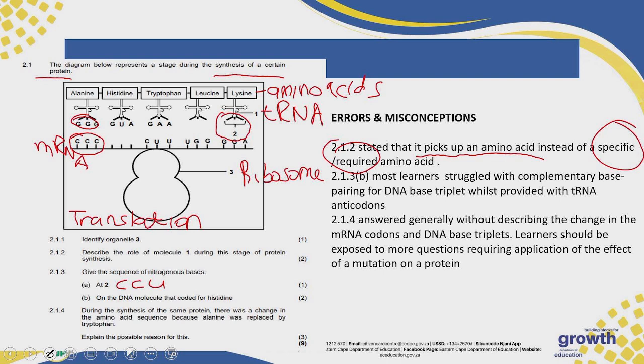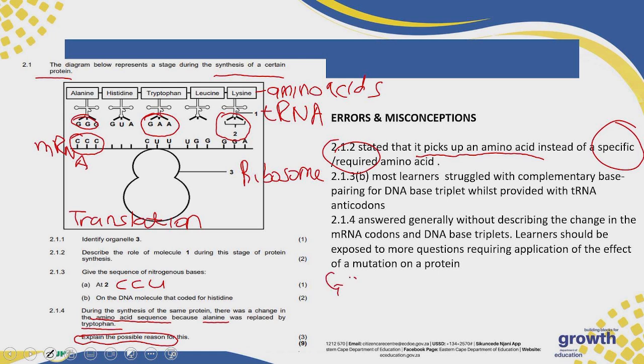Then it's talking about the change in the amino acid sequence, which definitely means that there was a mutation where the alanine was replaced by tryptophan. They want us to explain the possible reason for this. It could have been a mutation on the DNA molecule that resulted in the change in the codon. Now let's look at the 2 amino acids that they are talking about. For alanine, it's GGG, and then it changed to GAA in tryptophan.